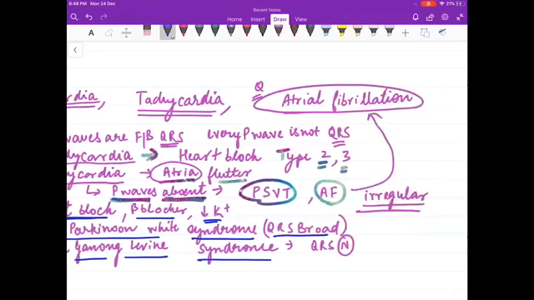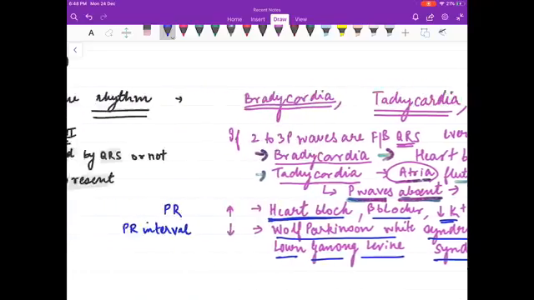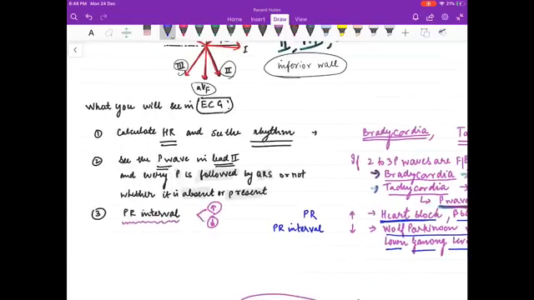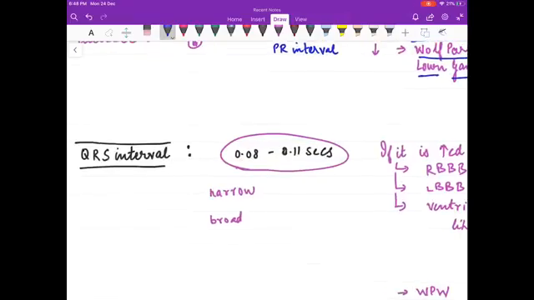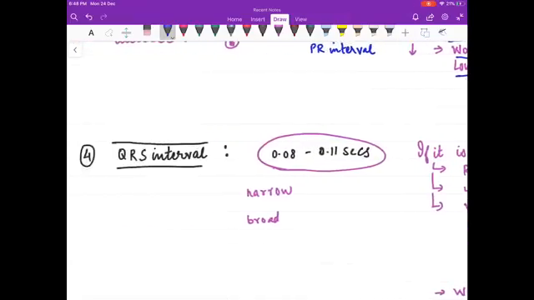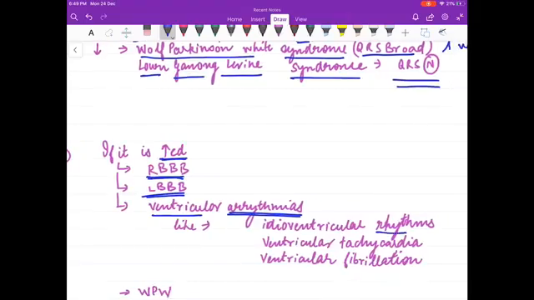So QRS is broad in Wolff-Parkinson-White syndrome, and we see delta waves. And in Lown-Ganong-Levine syndrome, the QRS is normal. Friends, just listen to these things now, and I will show all these things on the ECG as well. QRS interval. We have to see whether it is narrow or broad. If it is increased, it is seen in right bundle branch block, left bundle branch block, or you will think about ventricular arrhythmias, idioventricular rhythms, or ventricular tachycardia or fibrillation.